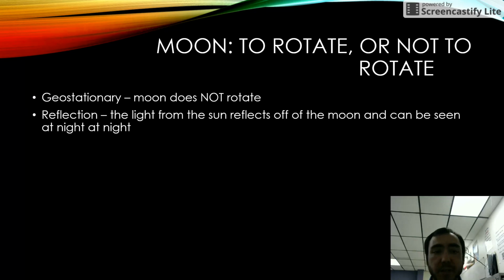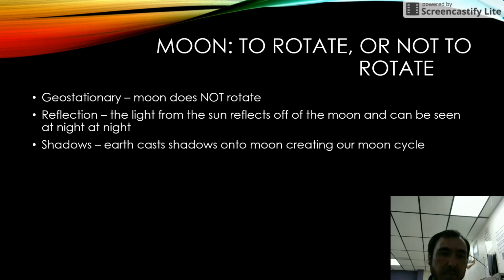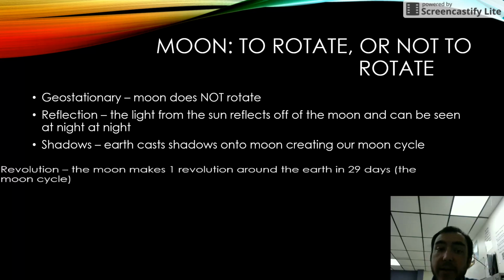Reflection. Just like the Earth, the light from the sun reflects off of the moon and can be seen at night. Shadows. The Earth casts a shadow onto the moon, creating our moon cycle. So sometimes it's really small, that's a crescent moon, and sometimes it's really big, and that's a full moon. And we'll talk about the moon cycle in our next unit.